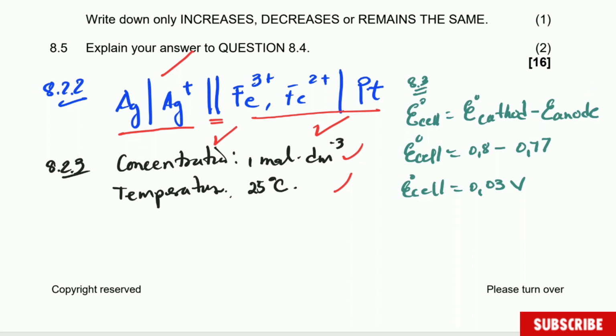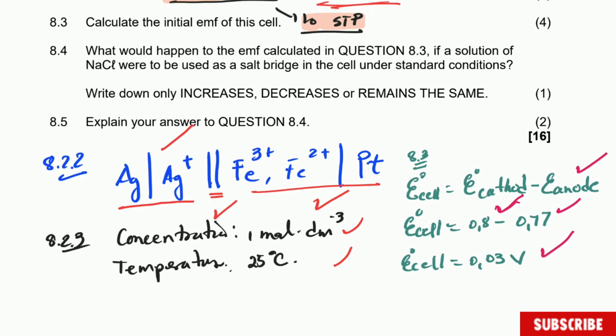Another 4 easy marks, one for the formula which is given to you, one for the substitution of each of them, and one for the final answer. And we are almost done. Now they say, what would happen to the EMF calculated in 8.3 if a solution of NaCl were to be used as a salt bridge in the cell under standard conditions? Write down only increase, decrease, or remain the same, and explain your answer to question 8.4.